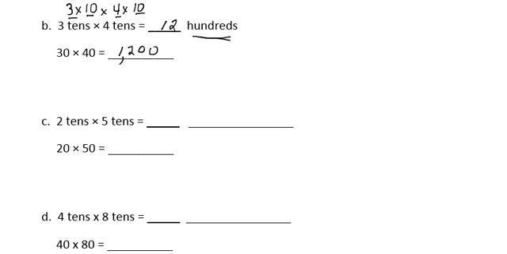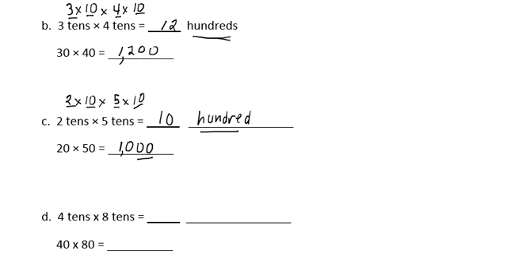2 tens times 5 tens means 2 times 10 times 5 times 10. The 10 times 10 gives me 100, and 2 times 5 equals 10. So my final answer is 1000, which I know if it's 100, I'm going to put the 2 zeros to represent the hundreds place. So the answer is 10 hundreds, or 1,000.